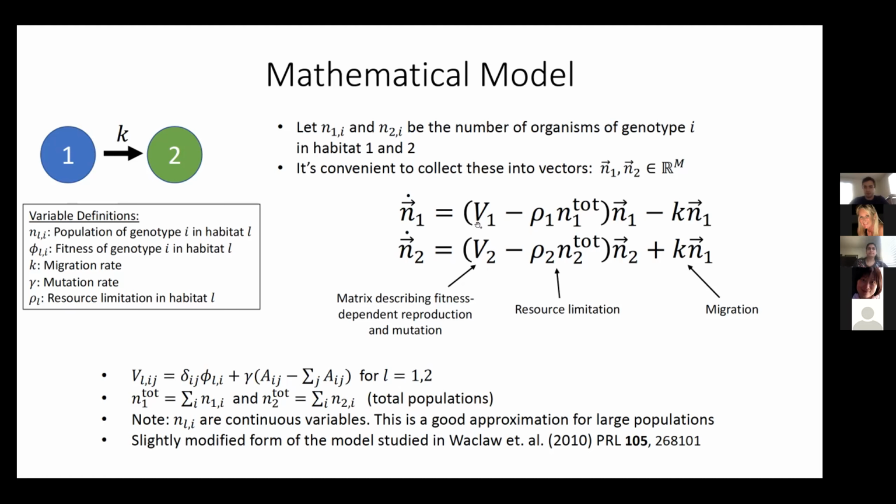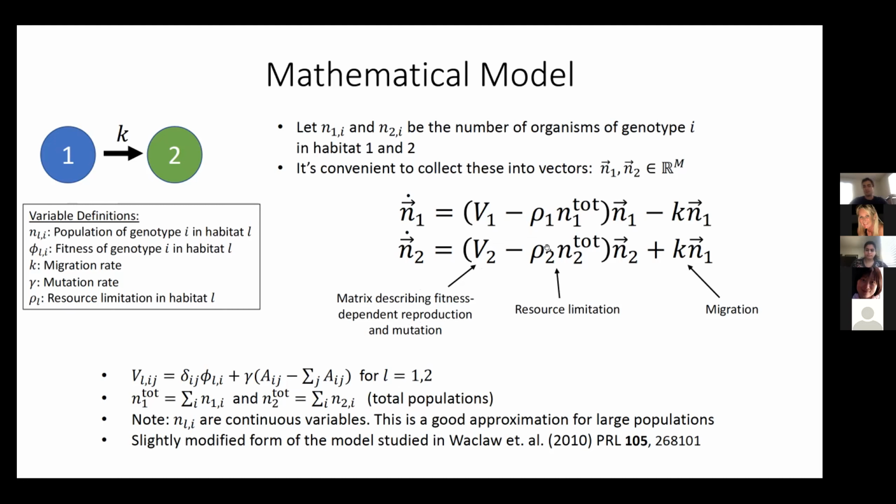Going through term by term, this first term is just a matrix V, which acts on the vector of populations. And the matrix describes fitness-dependent reproduction and mutation. And the particular definition of V is here. And you can see that here it's phi, that's the fitness landscape. So that describes fitness-dependent reproduction. And then here gamma is the mutation rate, and this term describes mutation.